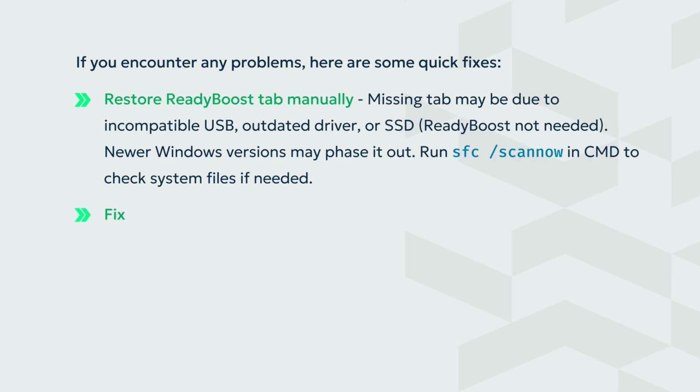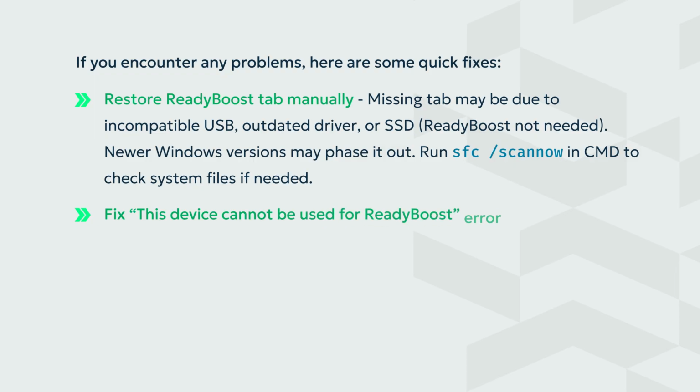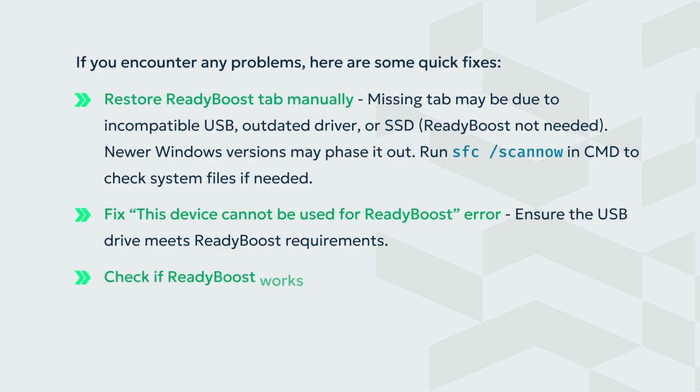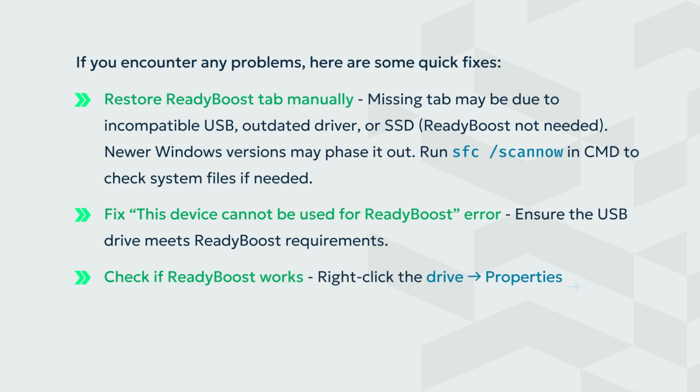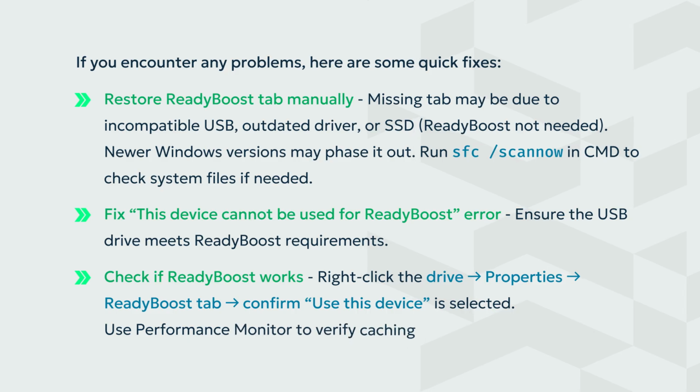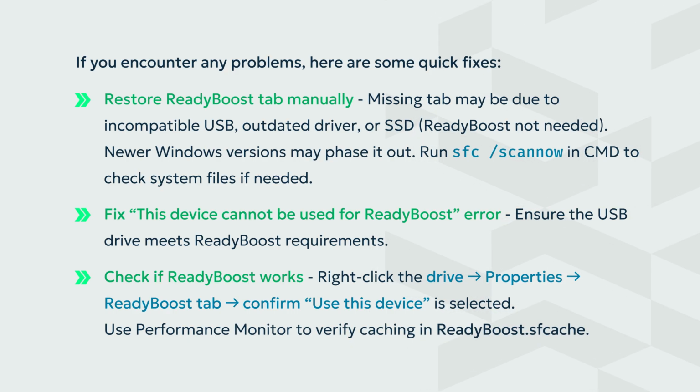How do you fix the "this device cannot be used for ReadyBoost" error? This error usually appears when your USB drive isn't compatible with ReadyBoost. To fix it, make sure the drive meets the minimum requirements. How do I check if ReadyBoost is working properly? Go to your ReadyBoost drive, right-click and select Properties, then open the ReadyBoost tab and ensure Use this device is selected. You can also open Performance Monitor to check if data is being cached in the readyboost.sfcache file.